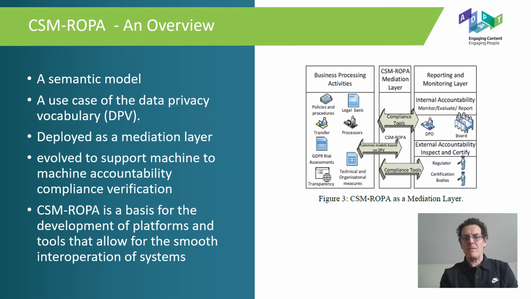CSM-ROPA is a semantic model designed to model 6 English language ROPA templates provided by EU data protection regulators. It is a use case of the Data Privacy Vocabulary, DPV, and is deployed as a mediation layer between the business processing activities and the reporting layers of the organisation. CSM-ROPA has evolved to support machine-to-machine accountability compliance verification, and is the basis for the development of platforms and tools that allow for the smooth interoperation of systems.